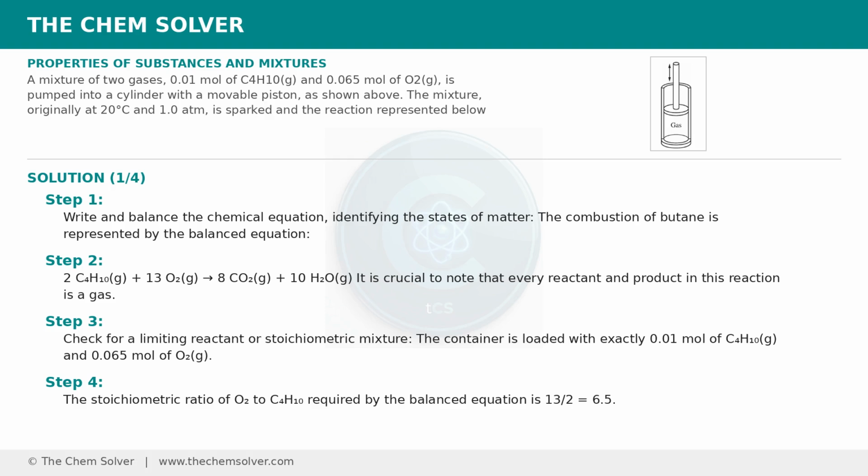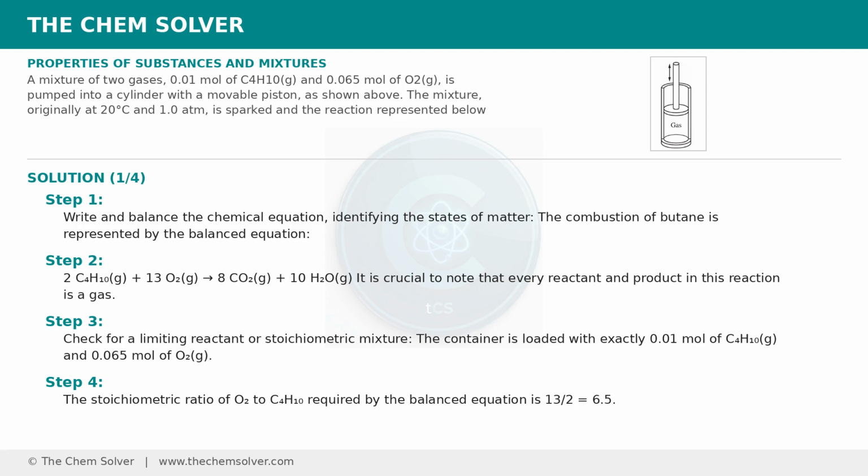Write and balance the chemical equation, identifying the states of matter. The combustion of butane is represented by the balanced equation 2C4H10 + 13O2 → 8CO2 + 10H2O. It is crucial to note that every reactant and product in this reaction is a gas.